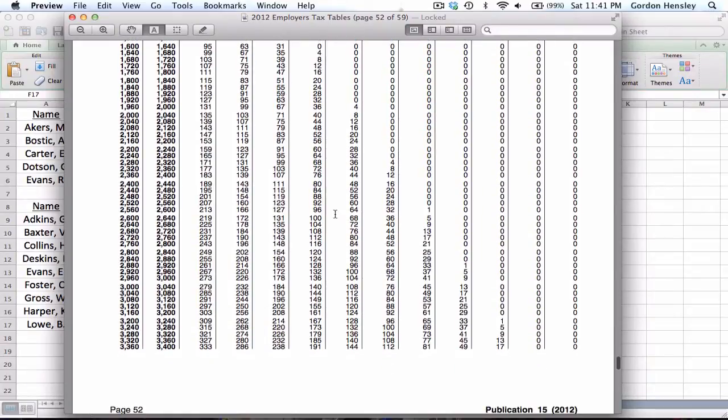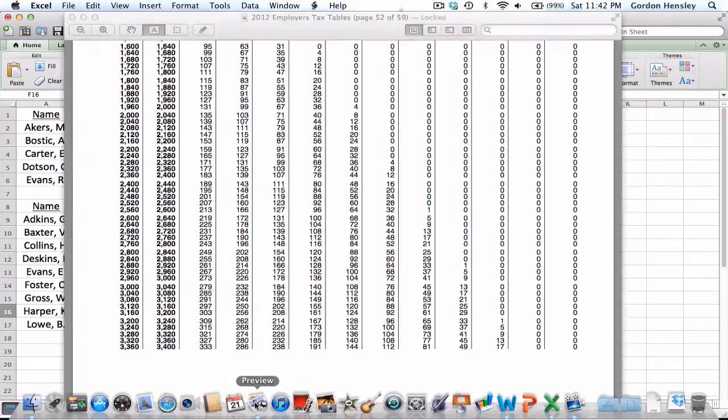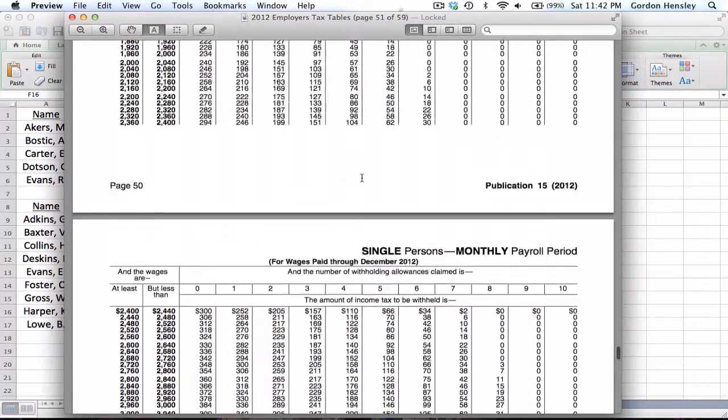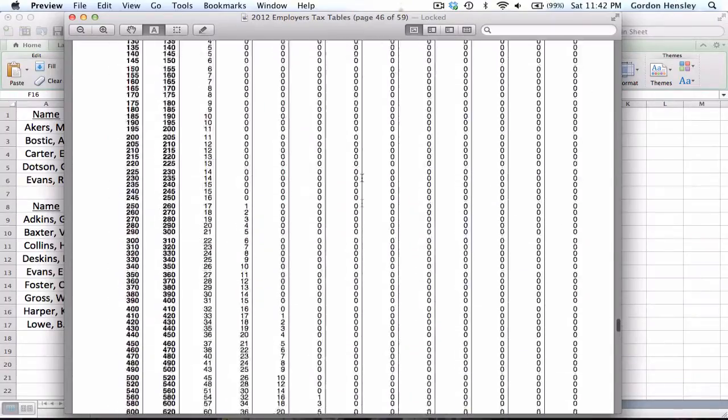So that takes me all the way down to this area. And between 3,200 and 3,240, I see a number there, 128. So for this person, it's going to be 128. That completes everybody that I could calculate using the wage bracket method. But remember, I've got that one last person left that went off the charts.